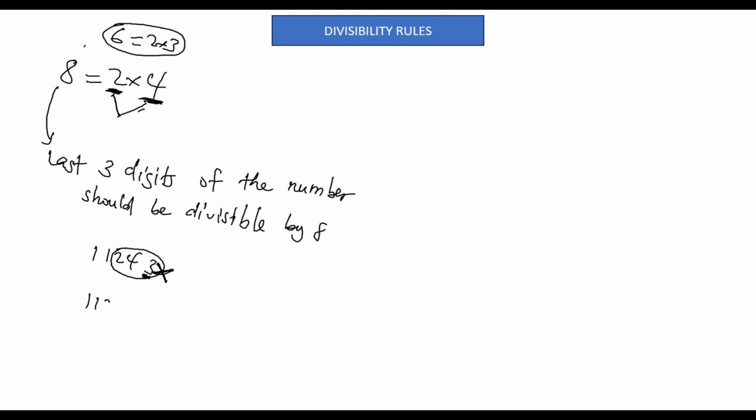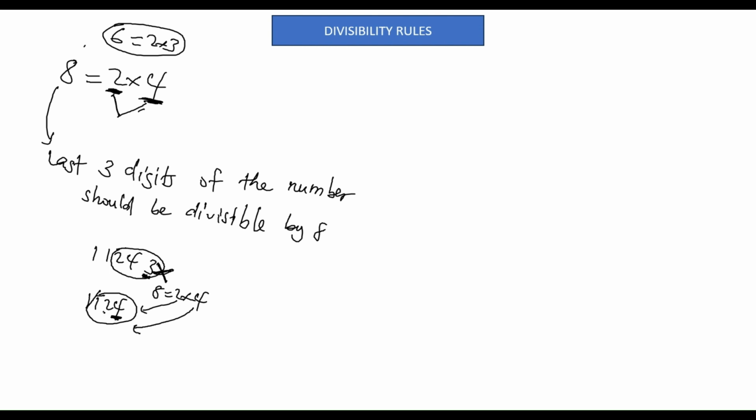So someone would say 1124. If you have 1124, you have to focus on the last digit because you are checking for divisibility by 8. You know that 8 is equal to 2 by 4. So let's see if 2 enters the number. 2 enters the number because it's ending with an even digit. Now we have to check if it's divisible by 4.